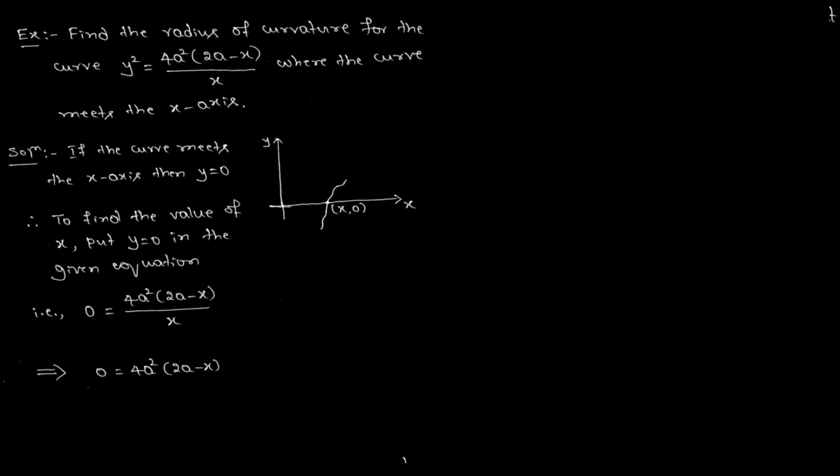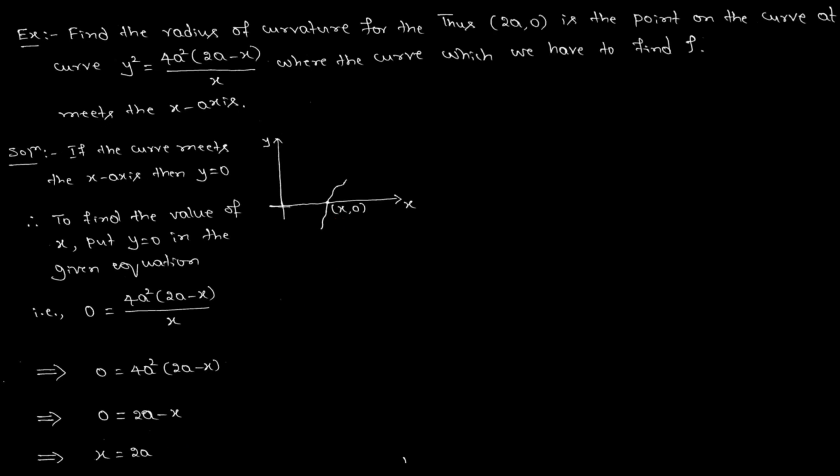Now when we divide both sides by 4a square, then also this 4a square will be eliminated. What we will get is 0 is equal to 2a minus x. When we take minus x to the LHS, we get x is equal to 2a. So we found the value of x here. Now our point is completely known. The point is 2a comma 0. So here we are saying 2a comma 0 is the point on the curve at which we have to find radius of curvature.